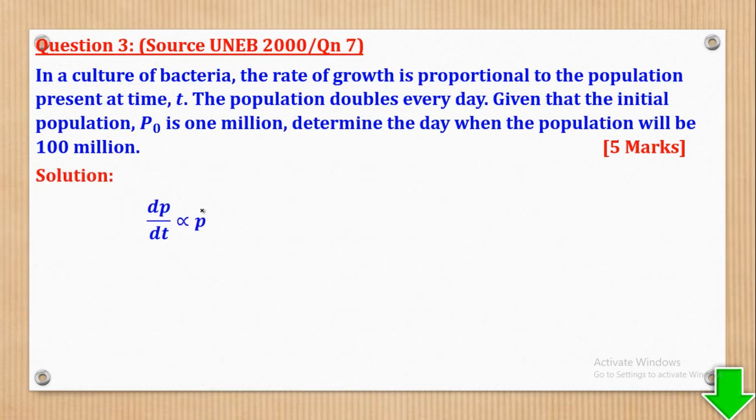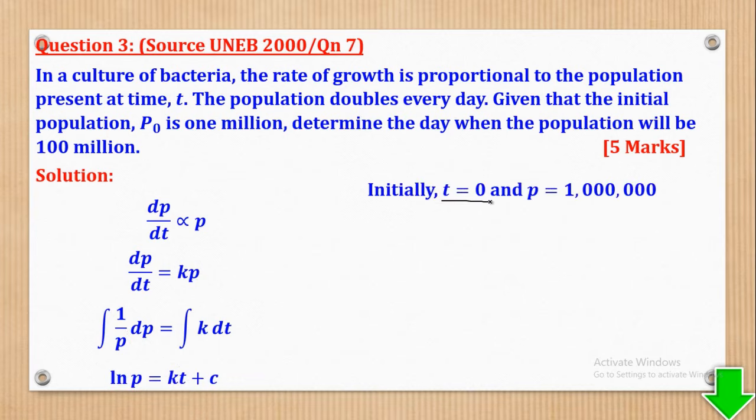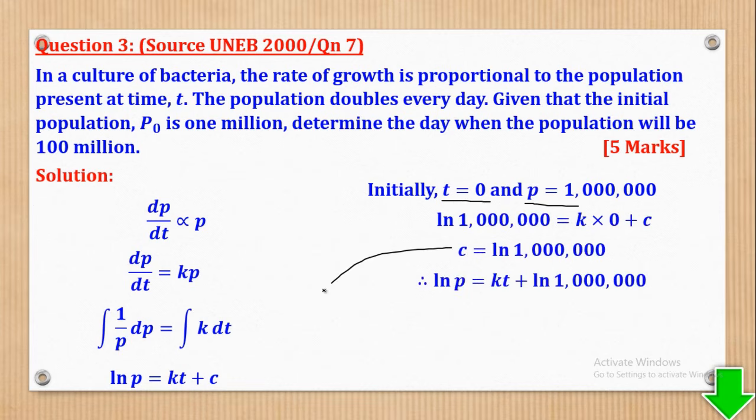So the rate is proportional to p, put a constant of proportionality. It is positive because the population is also increasing as time increases. Now this is also a separable DE, so you have to separate variables and put integrals on both sides. So integrating this gives you that, and this gives you that, plus the constant of integration. Initially t is equal to 0 and p is equal to 1 million, so I'll come and substitute for t and for p to be able to get the value of c. So substitute this value of c here to come up with this expression.